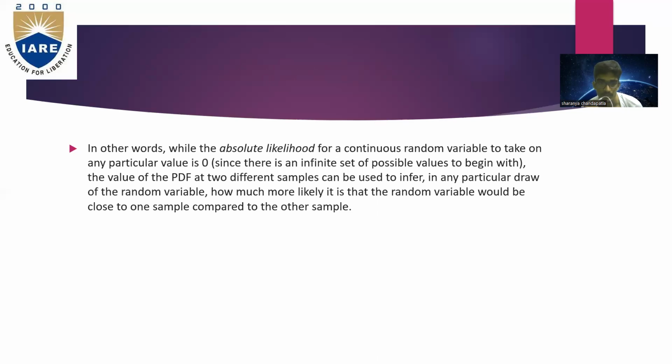Much more likely is that the random variable would be close to one sample compared with the other samples. So in other words, while the absolute likelihood for a continuous random variable to take on any particular value is zero, since there is an infinite set of possible values to begin with, the value of the PDF at two sample spaces can be used to infer, in a particular draw of the random variable, how much more likely the random variable would be close to one sample compared to the other sample.